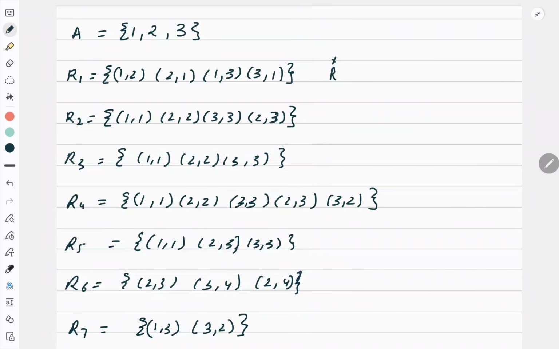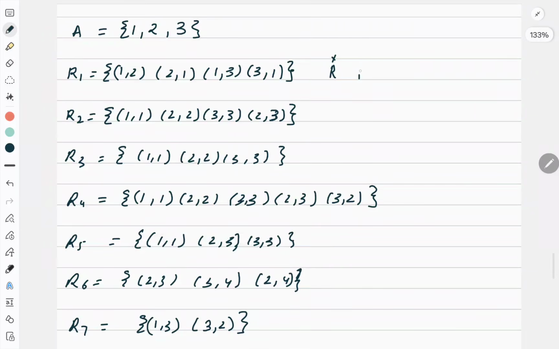But actually if you observe, not even a single one is there. Neither (1, 1) nor (2, 2) nor (3, 3). So what is the other term I told when nothing is there? Irreflexive. So this is irreflexive, because not even a single one is there. Correct? Now after that we will check symmetric. So (1, 2) is there, so (2, 1) is there. (1, 3) is there, so (3, 1) is there. So it is symmetric also.